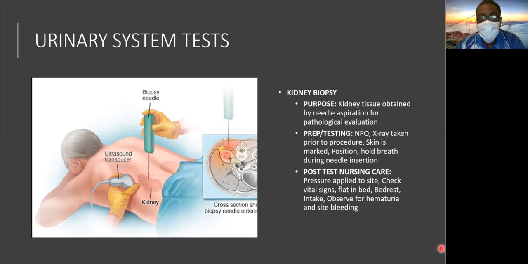As part of our post-test nursing care, we want to apply pressure to the site for 20 minutes. Again, you want to keep the client on the affected site for between 30 and 60 minutes. Apply your pressure dressing. All of this is to reduce the risk of bleeding. And then you want to check vital signs every 15 minutes for 1 hour. Keep the client on bed rest for 6 to 8 hours. Intake should be at least 3,000 ml per day. Observe for hematuria, and also site bleeding.